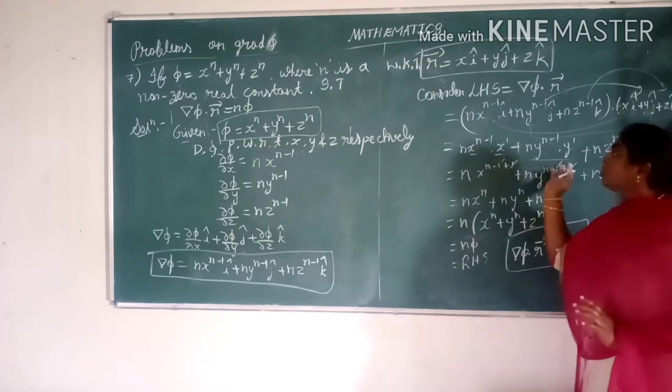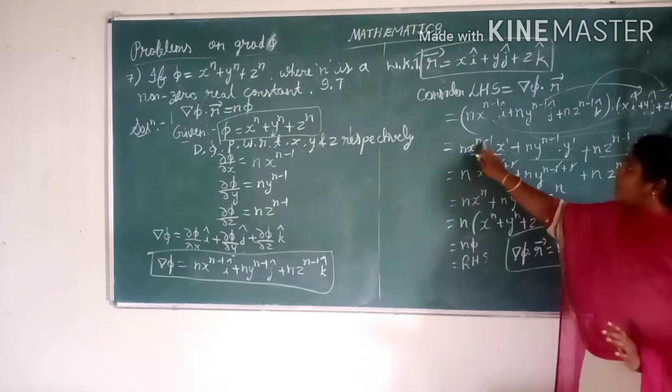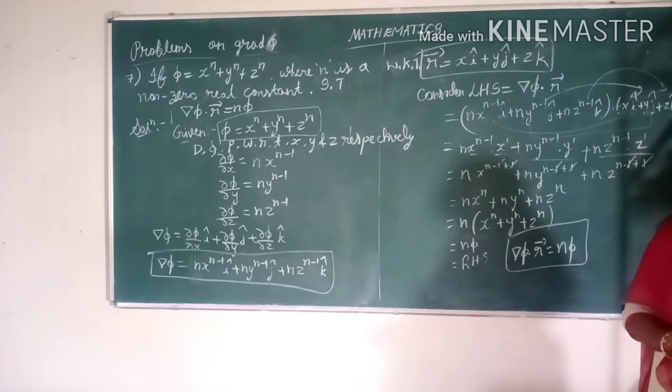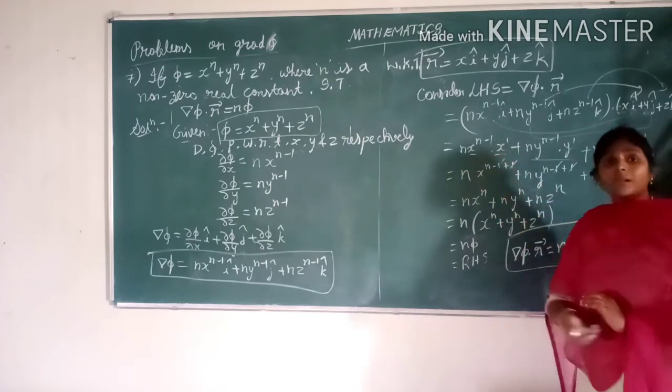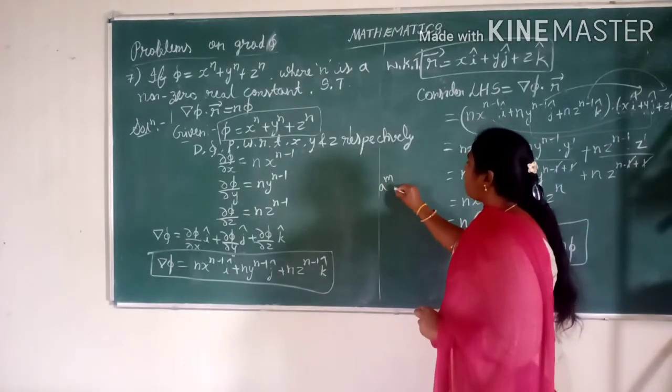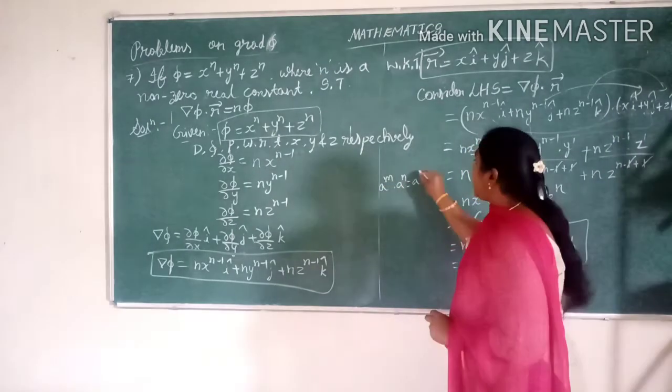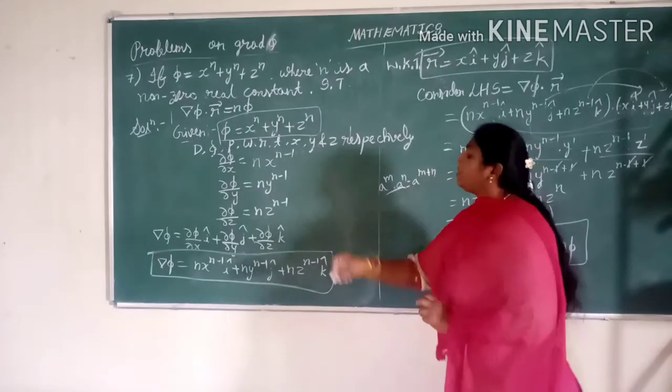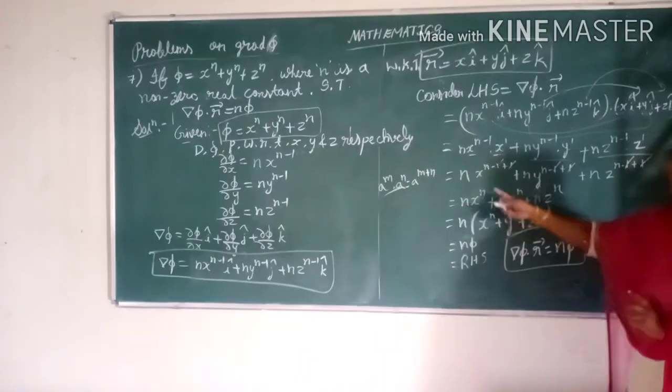See here in each term, x to the power of n minus 1 and x to the power of 1, the bases are same. You can add the indices. You know the formula for the algebra. a to the power of m into a to the power of n is what? a to the power of m plus n. If the bases are same, we can add the indices like that.